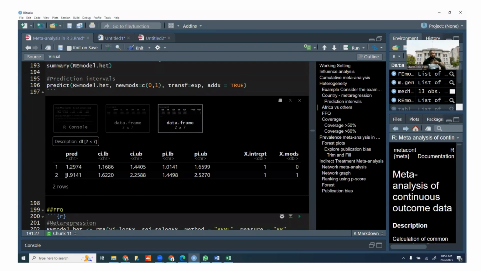So it means that if you did a media campaign in an African country, on average, you are going to be more effective than if you did a media campaign in a country that's not an African country. That's really what we're showing with this estimate.